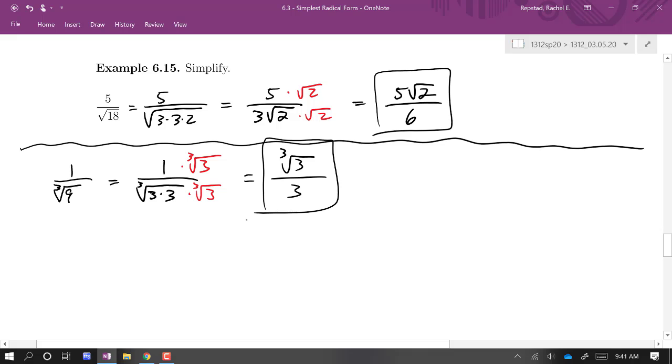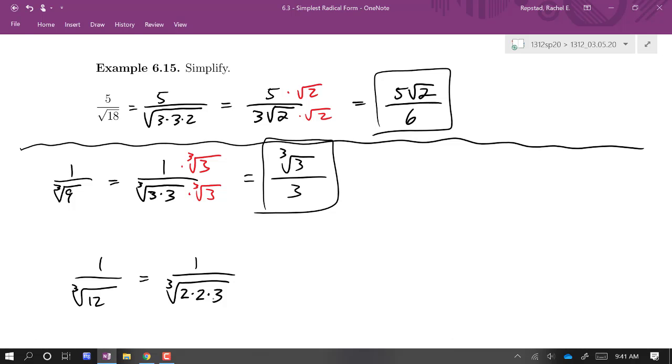One more quick one. If I have 1 over the cube root of 12, 12 is 2 times 2 times 3. I want triplets of factors inside. So I've already got 2 2's. I need one more 2. I've got a single 3. I need to pick up 2 more 3's. So what will we multiply it by?